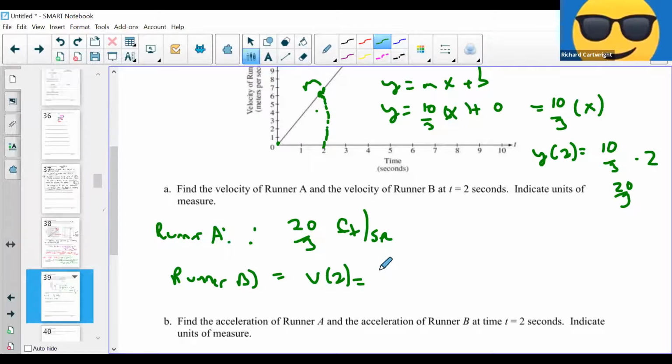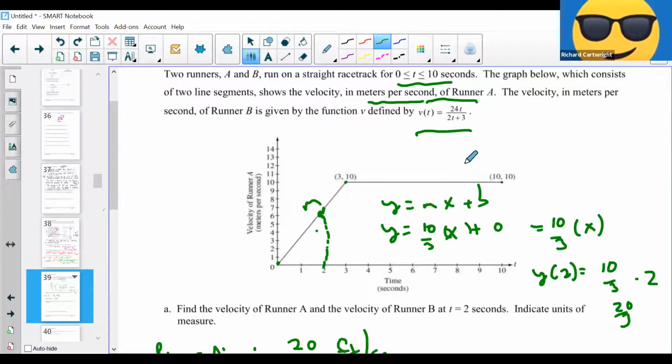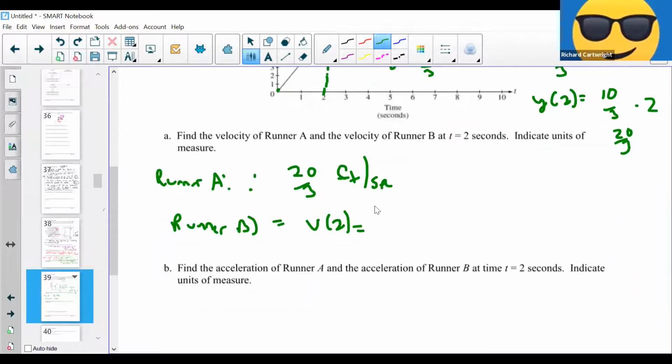And I'm going to plug in a 2 in place of t. Is that equation right there? Can you read that back to me, Claudia?